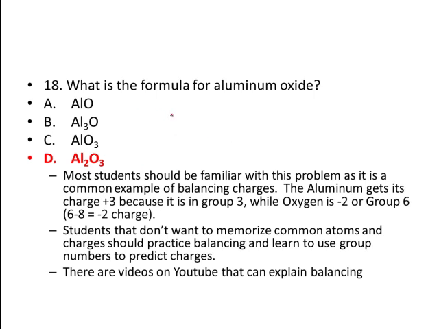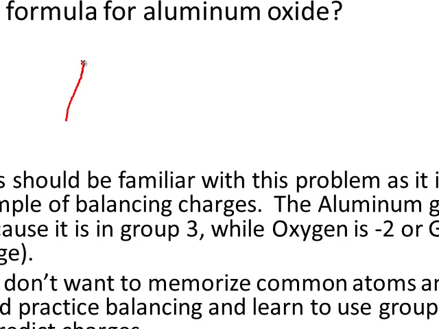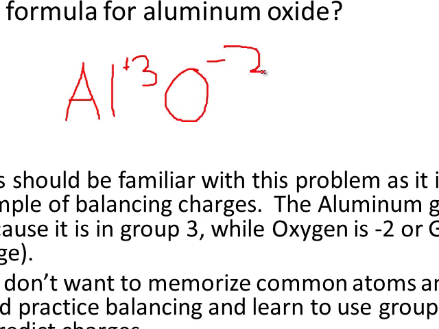Students that don't want to memorize common atoms should be practicing balancing. There's videos on YouTube where you can get more information on that. And what you do is basically the first step is to make sure, are the charges the same? In this case, they're not. We have an Al +3 and an oxygen -2. So when they don't equal the same, we just cross the numbers to make them the subscripts. So we're going to write out Al2O3 by switching the charges down to the opposite element.